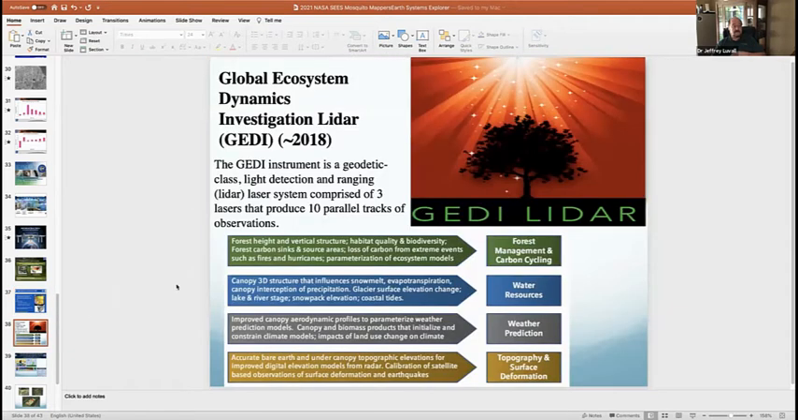Now, this is what we call the Global Ecosystem Dynamics Investigation LiDAR. It's called GEDI. And I like to say we're better than the Jedi because we have 3 lightsabers, not 1, not 2, but 3 that are examining the Earth. And this produces structure. So you can see the height of the forest canopy, and that's important too, and how the surface contours and everything else. So all this type of information is available.